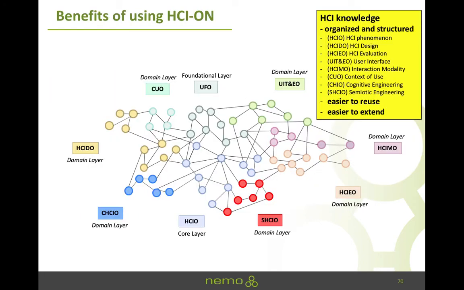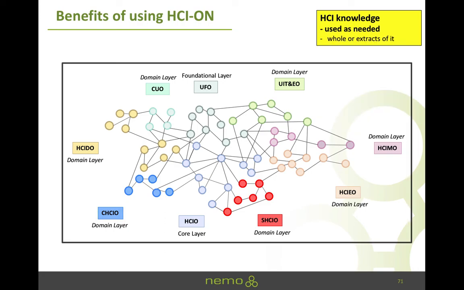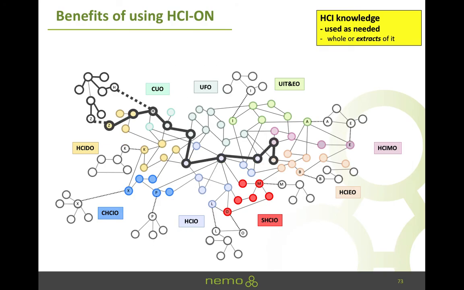Moreover, the benefits of using HCI-ON are that the HCI knowledge is organized, and it is easier to reuse and to extend. It can be used as needed, for example, as a whole or just as extracts of it. Aligned ontologies can also use extracts of the network, and the application which used the aligned ontology was not affected.